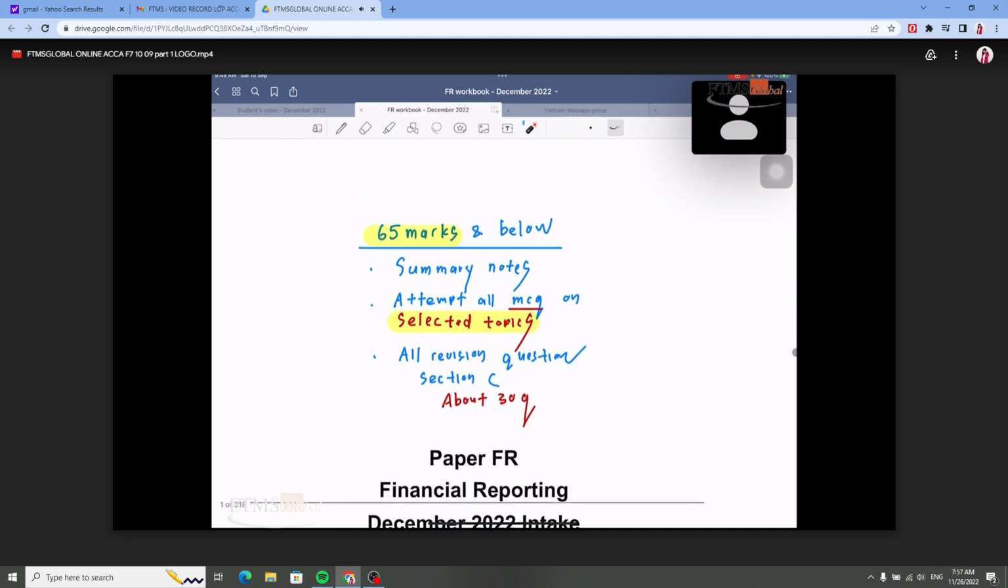I always use this technique, and it has been proven. People just study all this, then they manage to pass their exam. So how do I get 65 marks? Let me tell you. Usually after your exam, when you get your exam result, I will communicate with you and ask whether you passed or failed. Then if you passed, I will ask what you studied and how many marks you got.